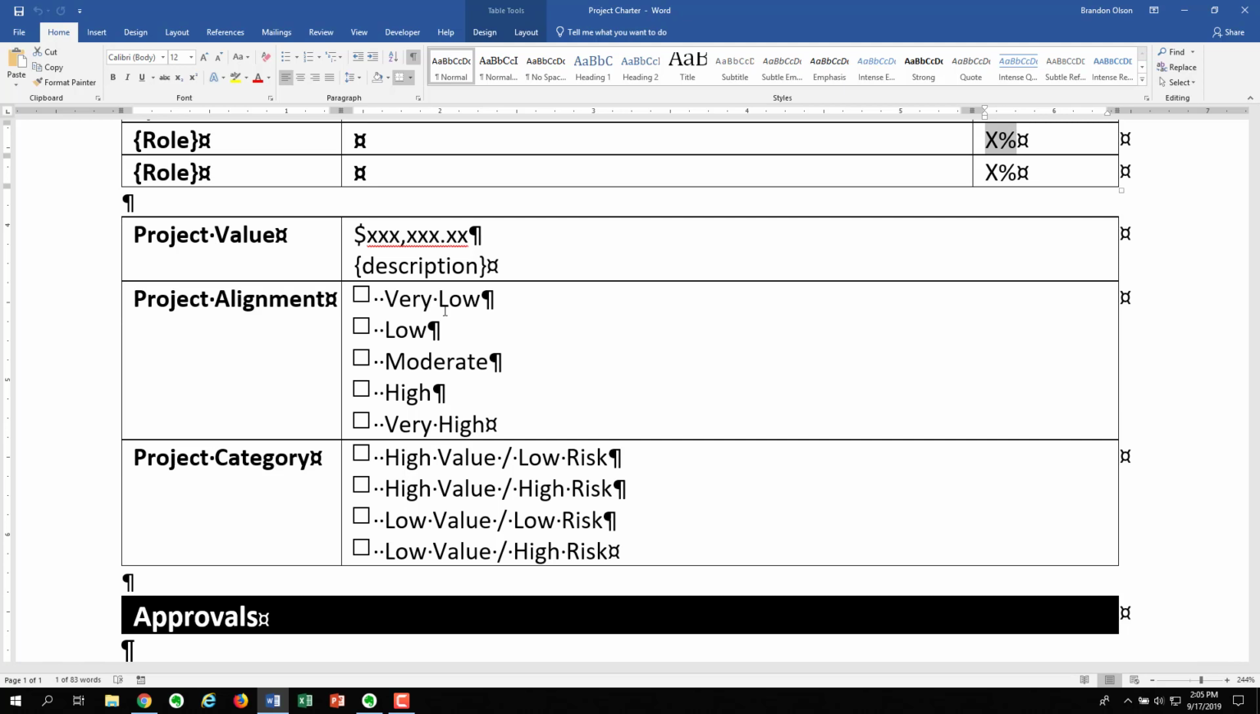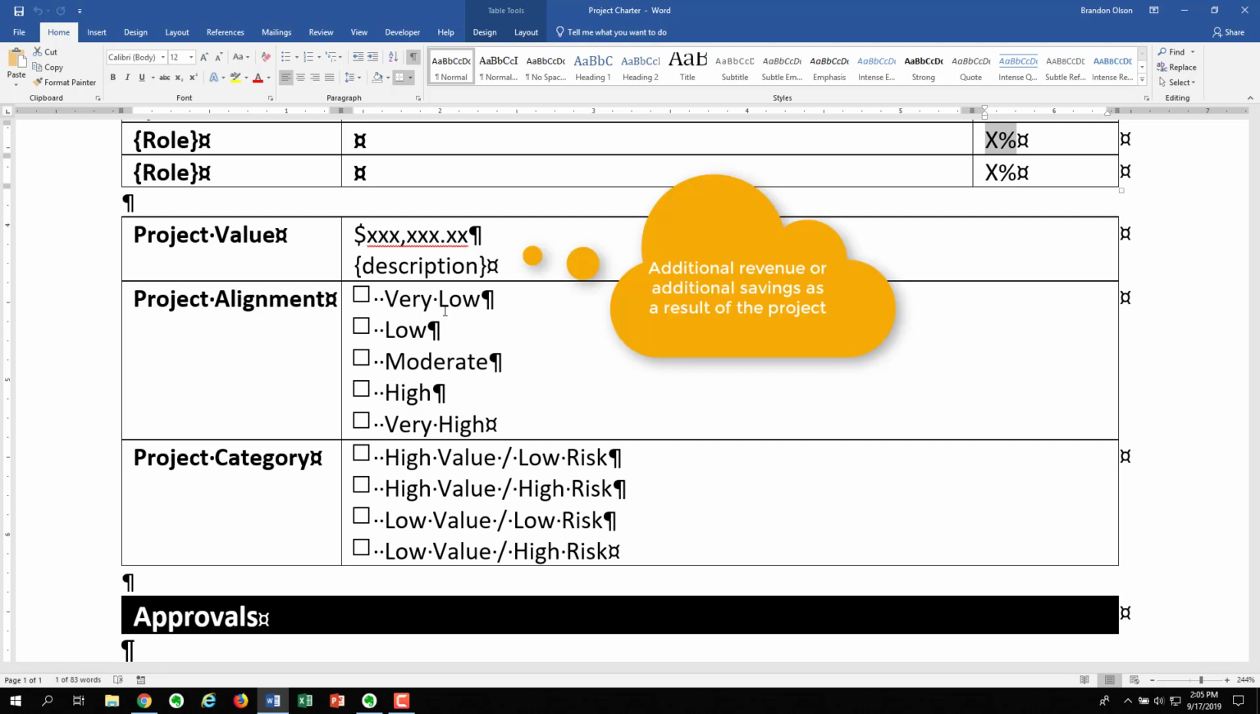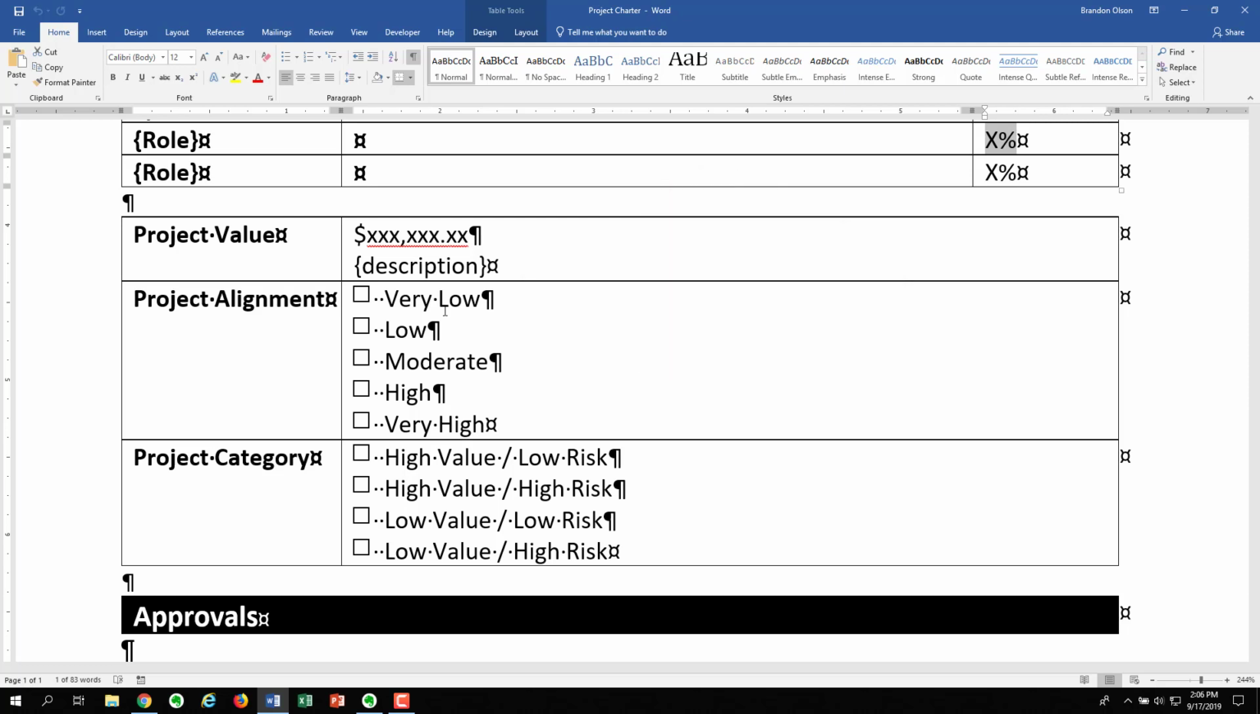So first is the project value. So you put a dollar amount as well as a description explaining how you arrived at that dollar amount. So this project value is going to indicate the value of this project to the organization. So this could be, as a result of this project, we would expect to see a $125,000 increase in revenue on an annual basis. Or we could say that every year we expect to reduce our expenses by $57,000, and so forth. So those would be some examples of project value, the financial reward of completing this project.